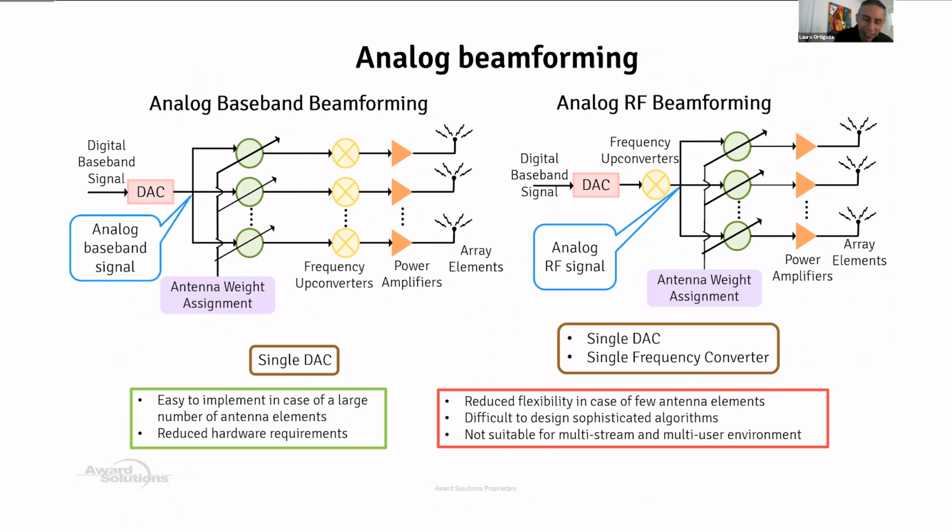Whereas in digital beamforming, I can split my band and say one beam for resource blocks 1 to 10, 20 to 40, and 40 to 66. That's one of the main differences.